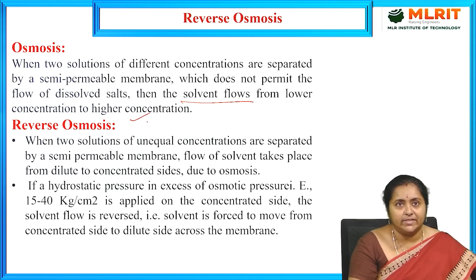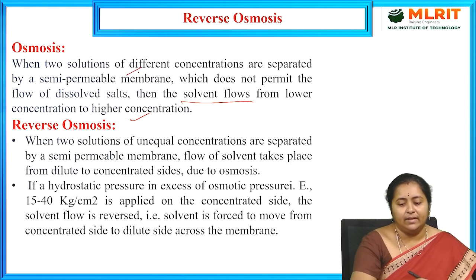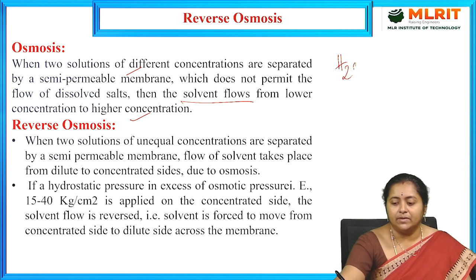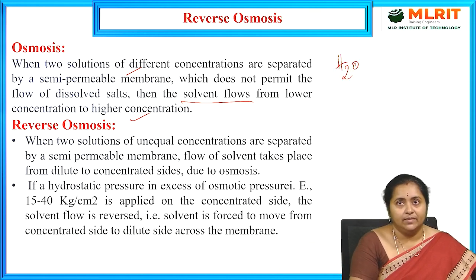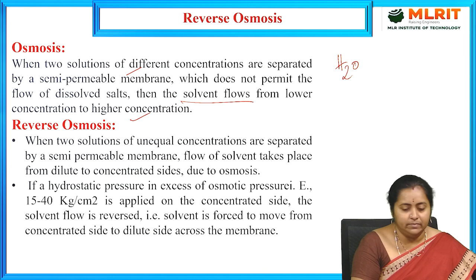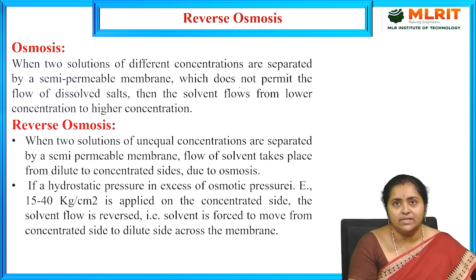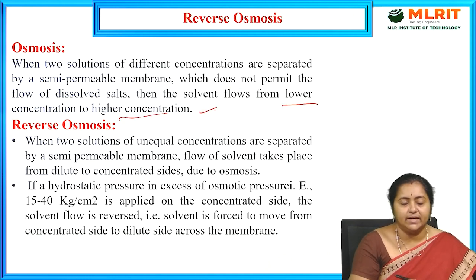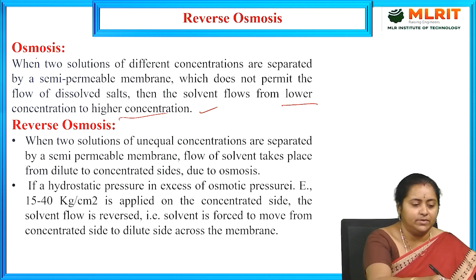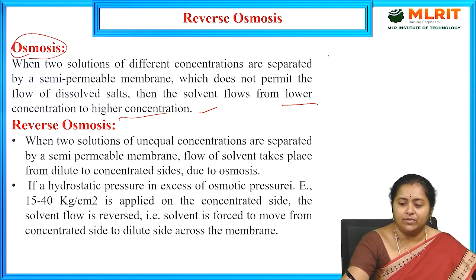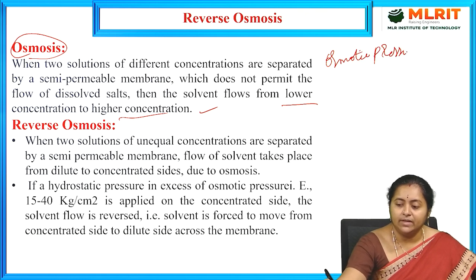That means if I supply some amount of pressure on the dilute side, what will happen? This semi-permeable membrane allows the passage of solvent molecules. Solvent molecules means water molecules, because we are using hard water. Water is the solvent, and the salts present in dissolved state act like a solute. So this membrane allows the passage of solvent molecules from the dilute side to the concentrated side. This process is what we call osmosis, and the pressure is what we call osmotic pressure.